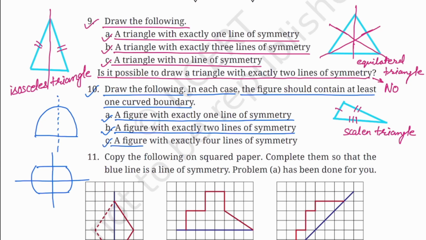C. A figure with exactly four lines of symmetry. For this, you can draw a square with a circle passing through all its corners. It has four lines of symmetry, like this. Your answers could be different than mine.